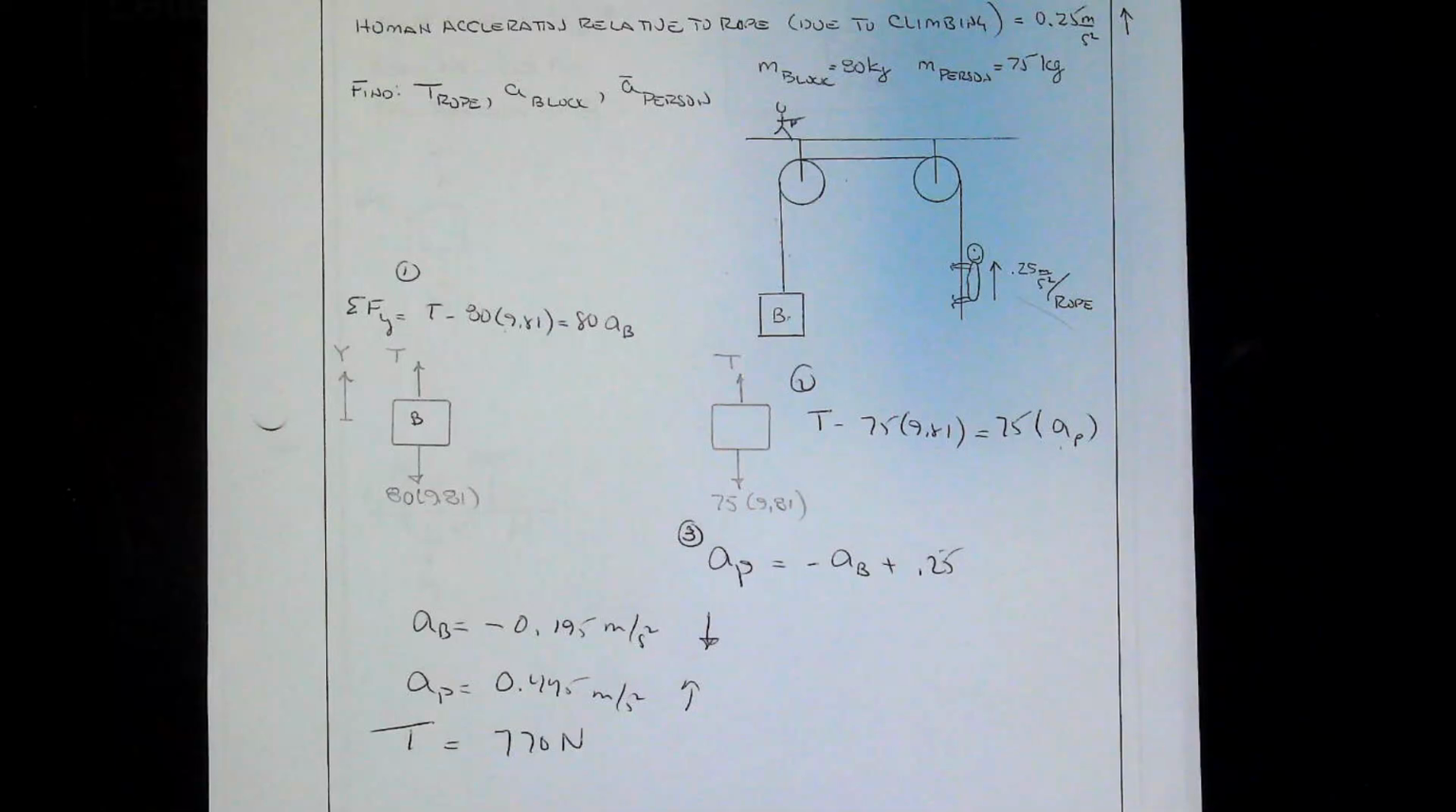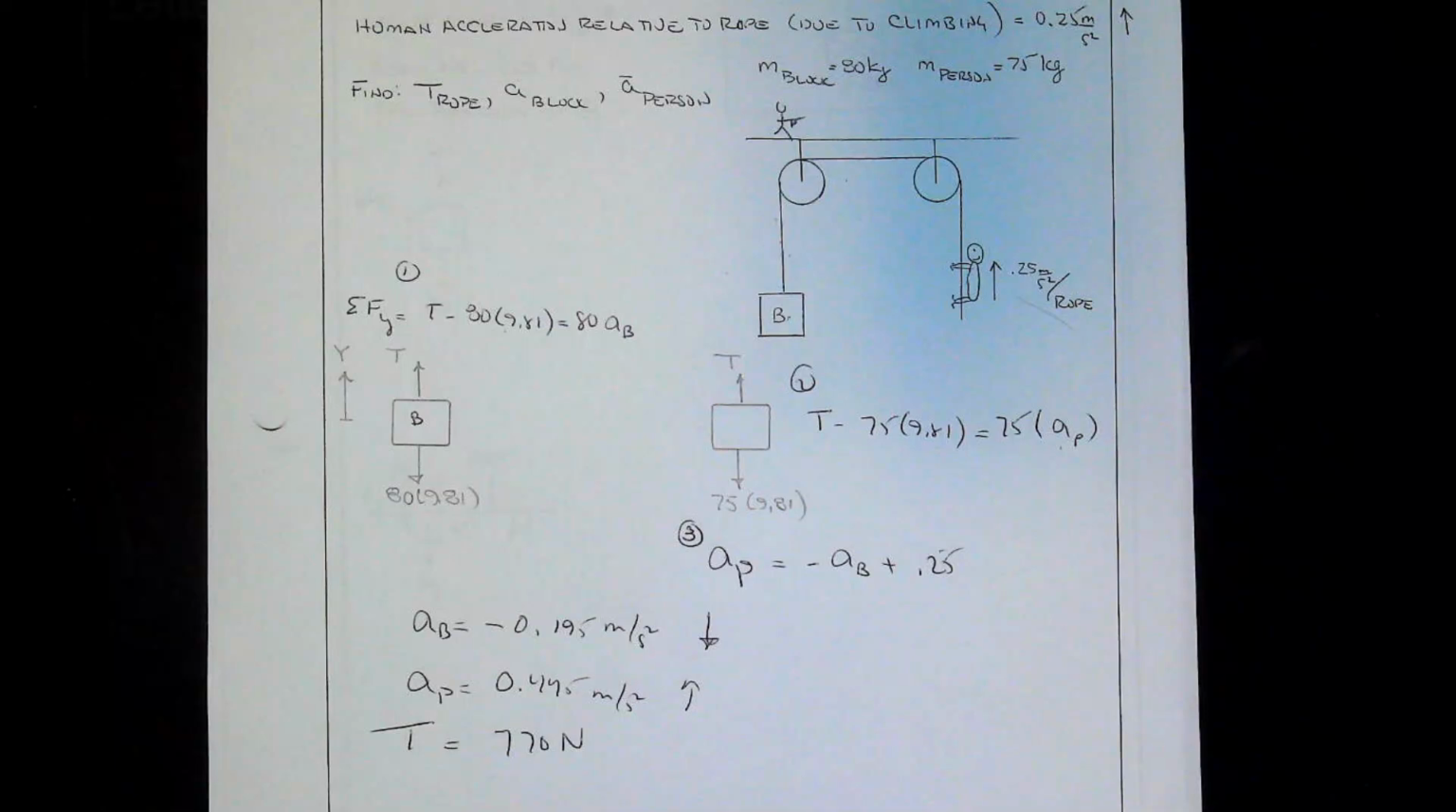So, given the rope, block attached to one end, Bond on the other side, and what we're given is that he is accelerating currently at 0.25 meters per second squared due to climbing. Block is 80 kilograms. I have Bond here at 150 kilograms. All right. So we're asked to find the tension in the rope, acceleration of the block, acceleration of the person.